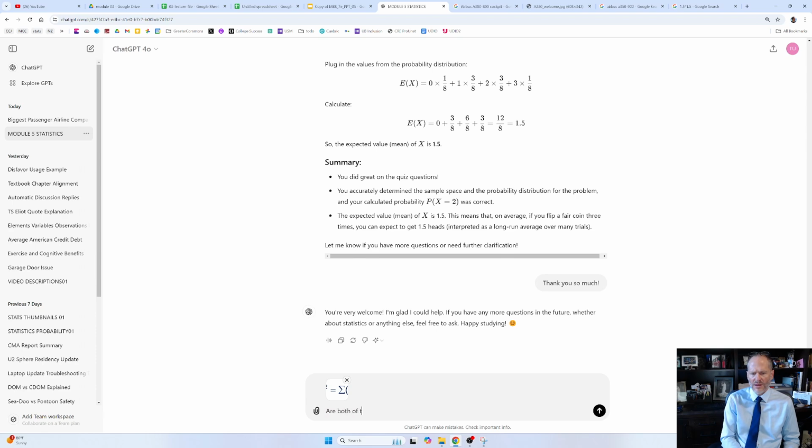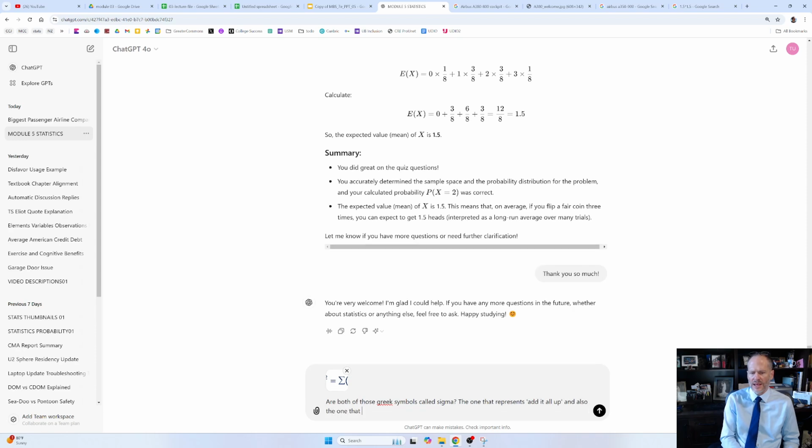Are both of those Greek symbols called sigma? The one that represents add it all up, and also the one that represents variance.